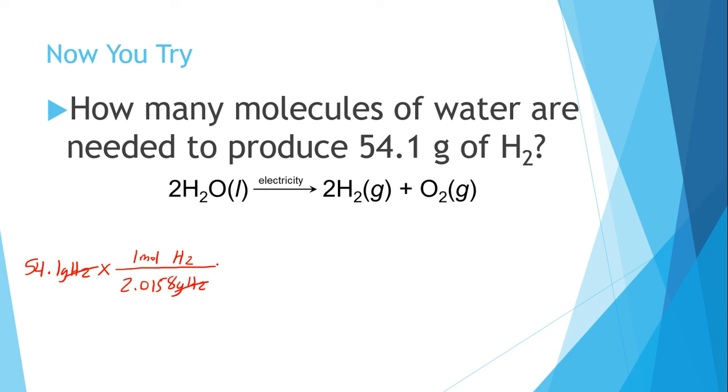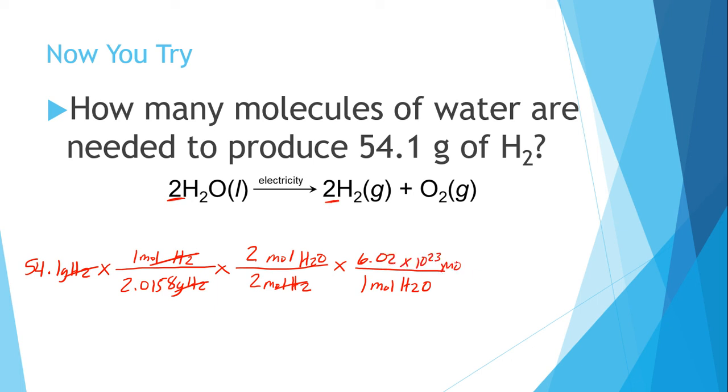Now that I've canceled grams of H2, I can go to the other compound using the mole ratio. So notice that for every 2 moles of H2, the 2 comes from the balanced equation, there are 2 moles of water, again from that equation. This allows us to cancel moles of H2. And then note, we're going to a molecule now, so we need to use Avogadro's number. So for every 1 mole of H2O, there are 6.02 times 10 to the 23rd molecules of H2O.